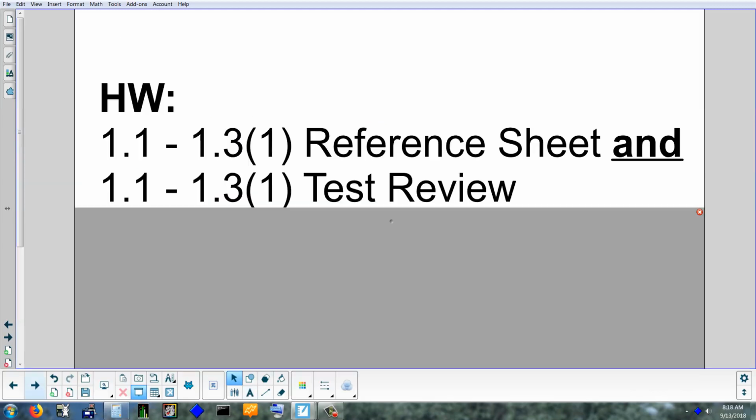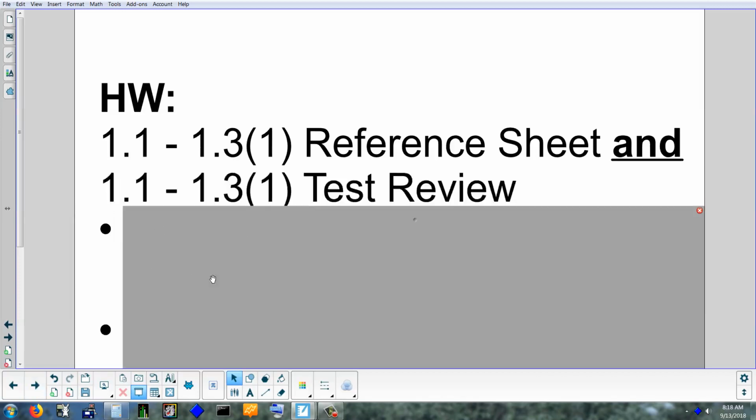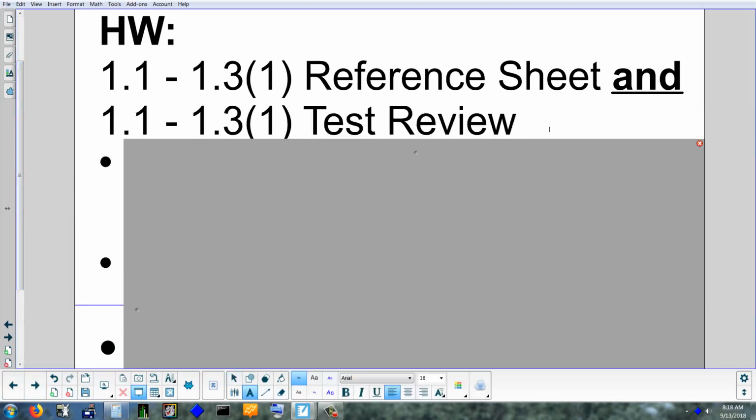Alright? A couple things. Homework, we talked about this: the reference sheet. We'll talk a little more about that in a minute. We're going to give you the test review. We have a little bit of time right now, so you might want to start working on it, with the time you have left.